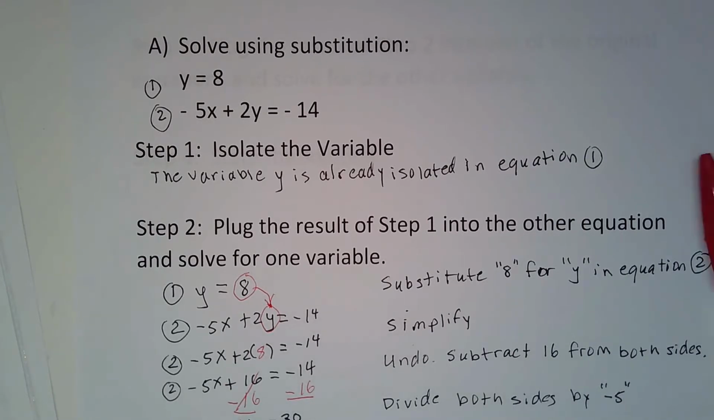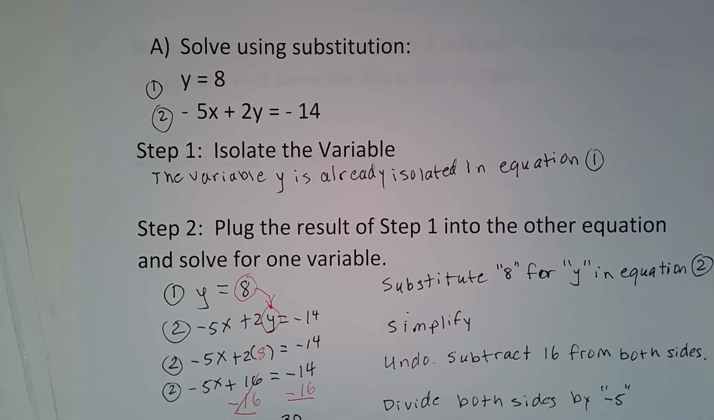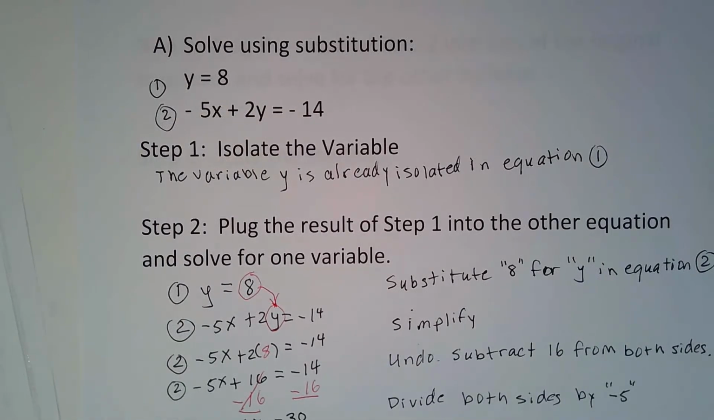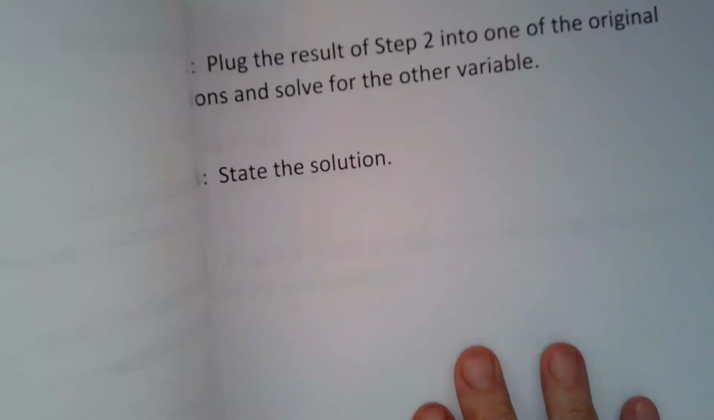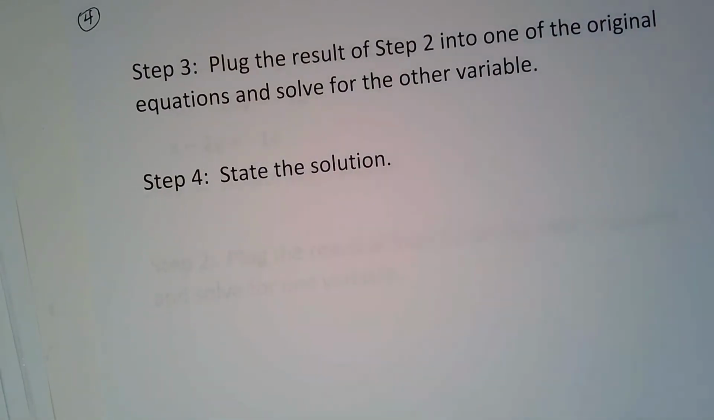All right, so we'll divide by negative 5. And, of course, negative 5 divided by negative 5 cancels. You get x equals negative 30 divided by negative 5, which comes up to positive 6. So that is our variable that we solved for, x equals 6. Okay? All right, so we're going to go on to the next page, and we're going to have to carry some of this information forward for step 3.